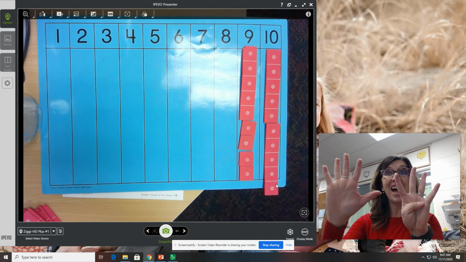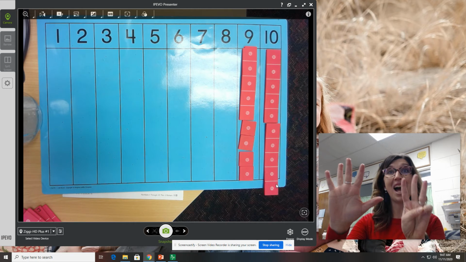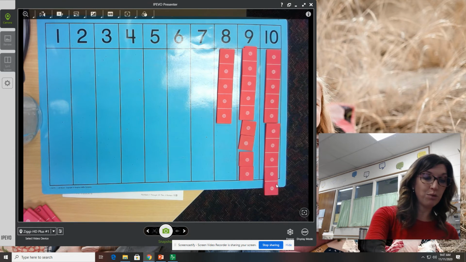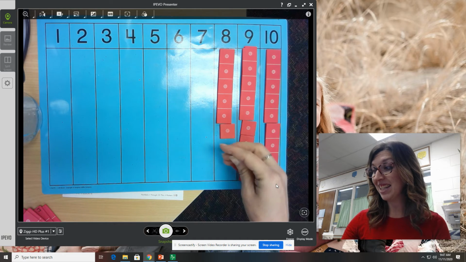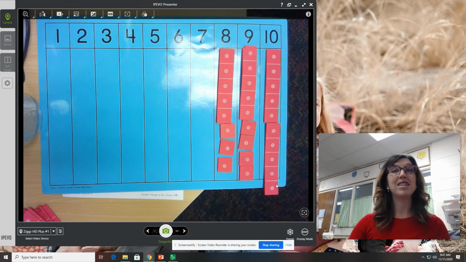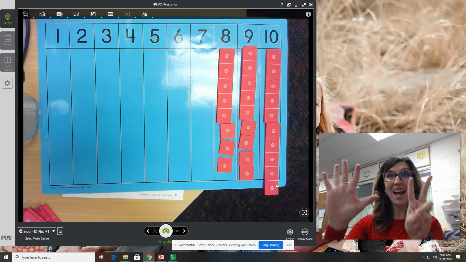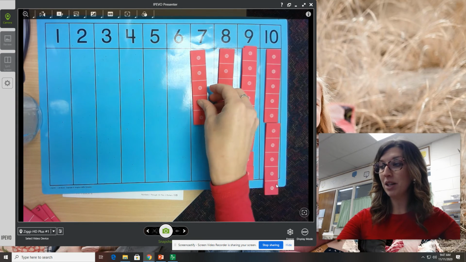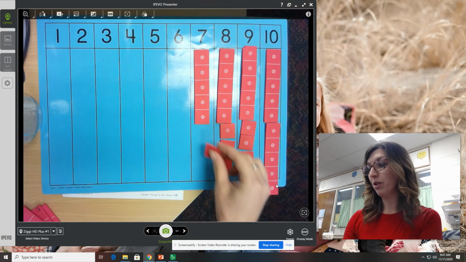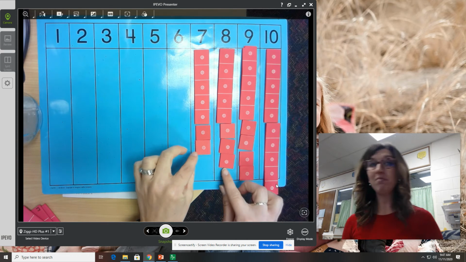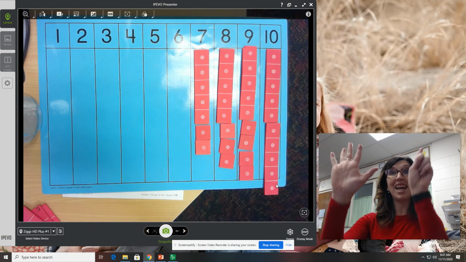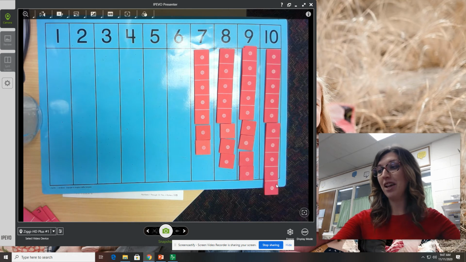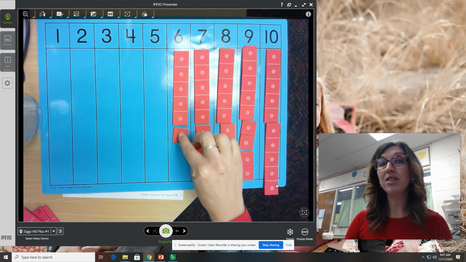If I start with 9 and I take 1 away, now I have 8. Remember, 5 plus 3 equals 8. If I start with 8 and I take 1 away, now I have 7. Remember, 5 plus 2 more equals 7. If I start with 7 and I take 1 away, now I have 6. Remember, 5 plus 1 equals 6.